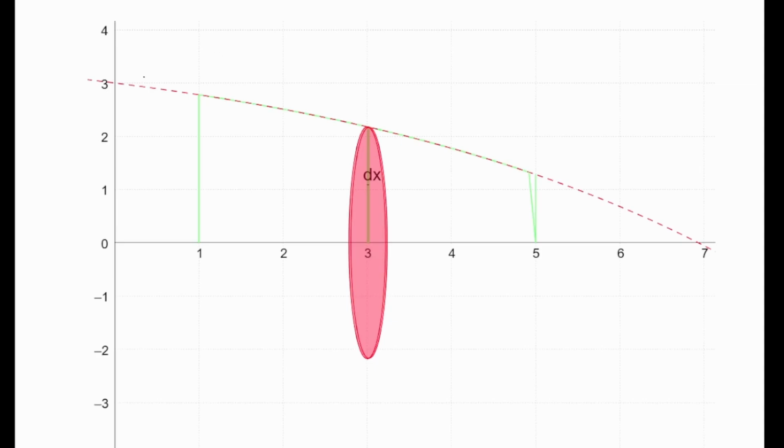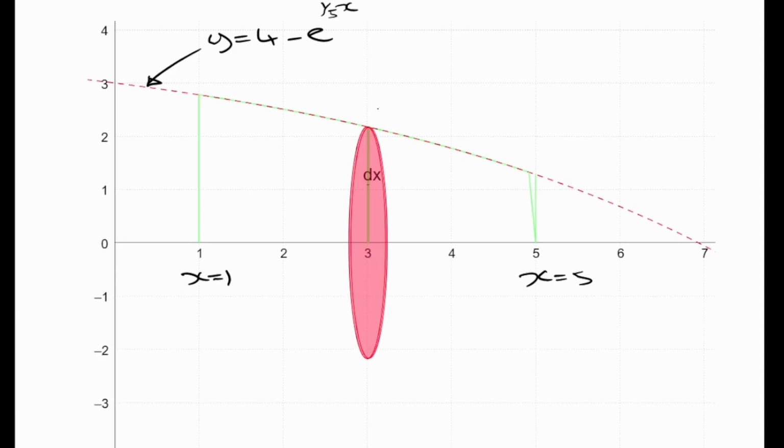So what we have here is a function on the xy plane, which is the dotted red line, and that's equal to y equals 4 subtract e to the power of a fifth x. So you can see that it creates a decreasing function, and what we're going to do is rotate that function between the lines x equals 1 and x equals 5.